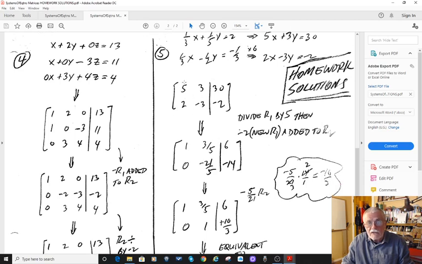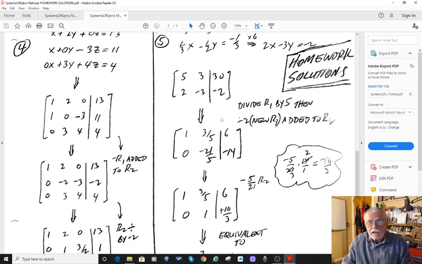Well, I go through the normal process. I want this to be a 1, so I divide every term by 5. So 5 over 5 is 1, 3 over 5 is 3/5, 30 over 5 is 6. And then with this in mind, I'm going to use this to kill this row. In other words, I want this to be a 0. So mentally, multiply this by negative 2, add it to the second row. So negative 2 plus 2 is 0.